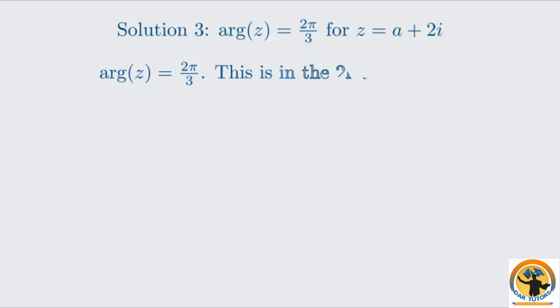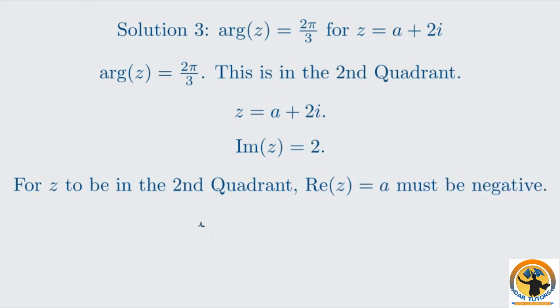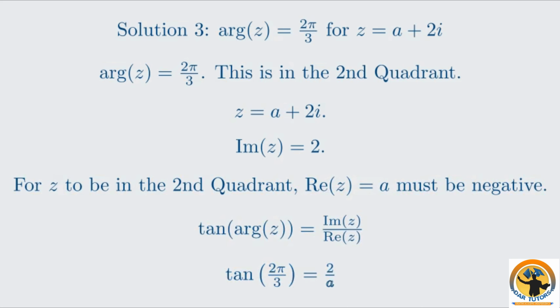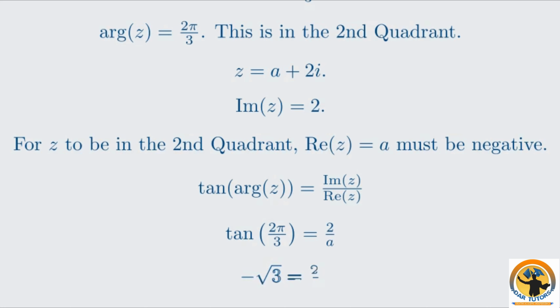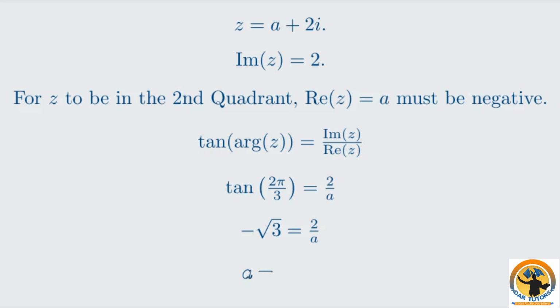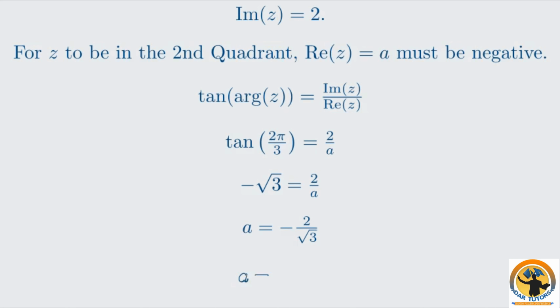Here is the solution to question 3. We are given that the argument of z equals a plus 2i is 2 pi over 3. This angle is in the second quadrant. For z to be in the second quadrant, the real part, a, must be negative. The imaginary part is positive 2. We use the tangent function. Tan of 2 pi over 3 equals 2 over a. Tan of 2 pi over 3 is negative root 3. So, negative root 3 equals 2 over a. Solving for a, we get a equals negative 2 over root 3.